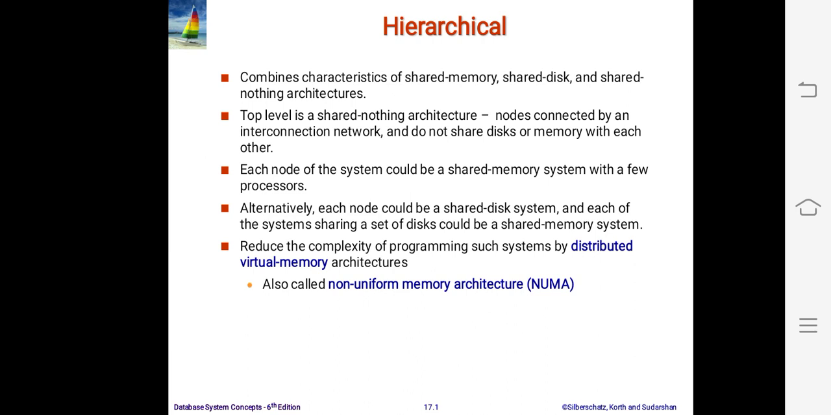Alternatively, each node could be a shared disk system, and each of the systems sharing a set of disks could be a shared memory system. So as this is the combination of different types of architecture that we have seen already, this is known as hybrid architecture or hierarchical architecture. It reduces the complexity of programming such systems by distributed virtual memory architectures, and one of these architectures is NUMA architecture, that is non-uniform memory architecture.